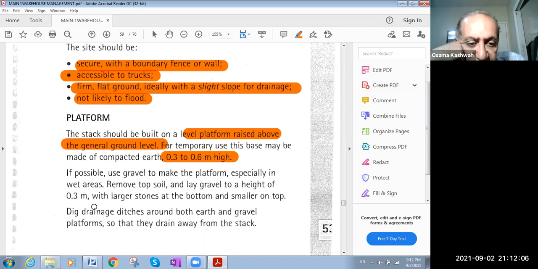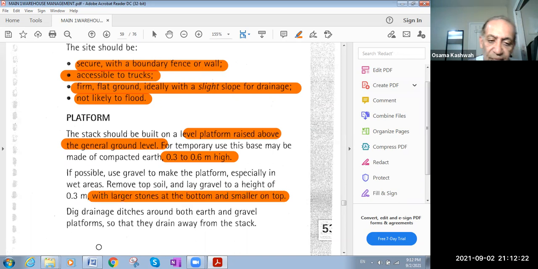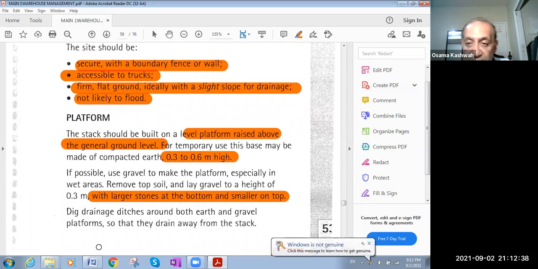If possible, use gravel to make the platform, especially in wet areas. Remove topsoil and lay gravel to a height of 0.3 meters, with larger stones at the bottom and smaller on top. Because the stones itself might absorb the water. So this will be fine.